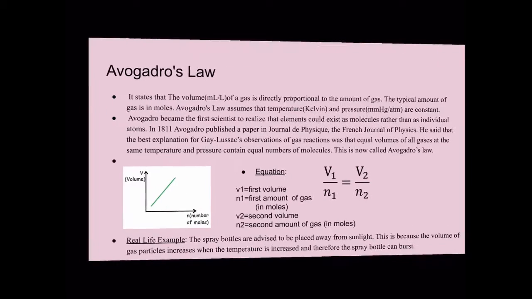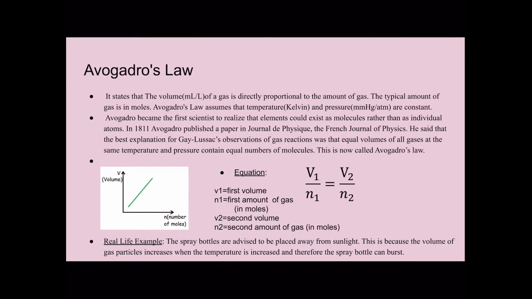Our next law is Avogadro's law. It states that the volume in milliliters or liters of a gas is directly proportional to the amount of gas. The typical amount of gas is in moles. Avogadro's law assumes that the temperature in Kelvin and pressure in millimeters of mercury, or atmospheres, are constant.